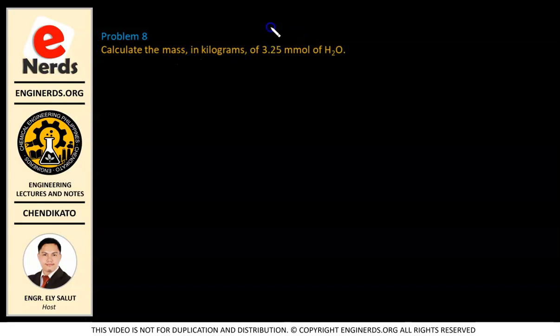So let us use our given here, which is 3.25 millimole of water. We need to convert this into mole. Okay, so we're going to multiply this by, for every 1 mole of water, we have 1000 millimole of water. So you know that milli means thousandth, right? And we learned that from the units and dimension topic that we had earlier. Okay, so the unit for millimole of water will be cancelled out. So we now have here the moles of water.